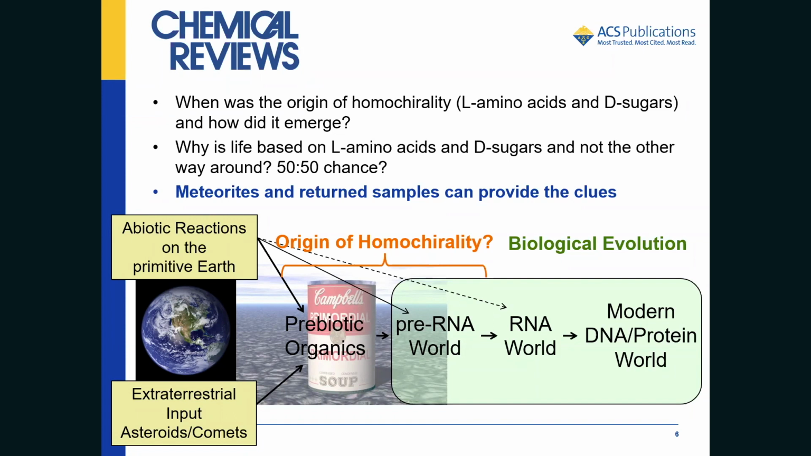And I guess to get to the punchline, it's starting to look like from our analysis of primitive meteorites and eventually return samples from small bodies that we hope to get in the future, that there was an early solar system bias towards left-handed amino acids and right-handed sugars.